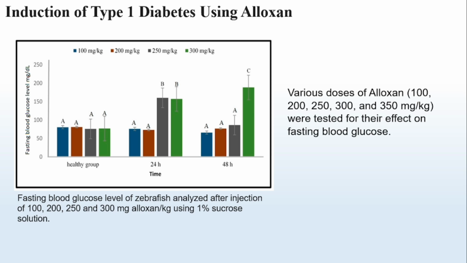And this makes 300 milligram per kilogram the optimal dose, because it can extend the duration of the hyperglycemia, and also the mortality is very low, an acceptable rate. And this dose was used to evaluate the hyperglycemia over 8 days.